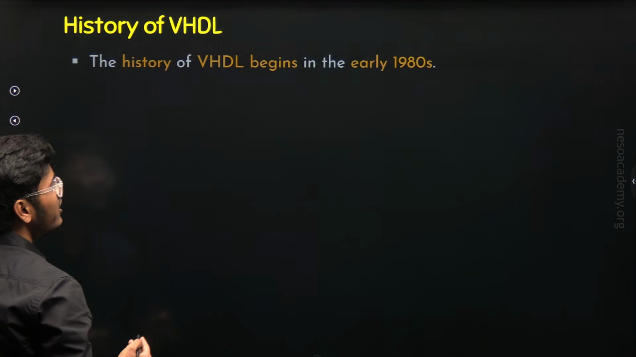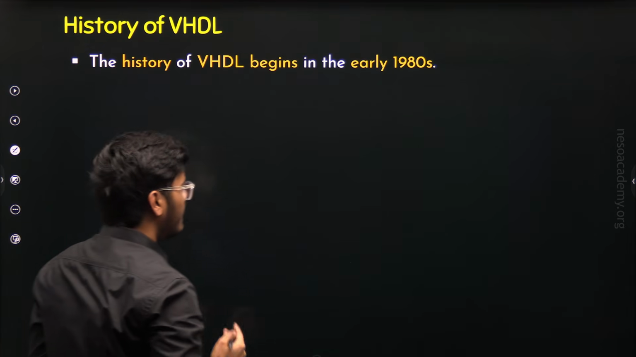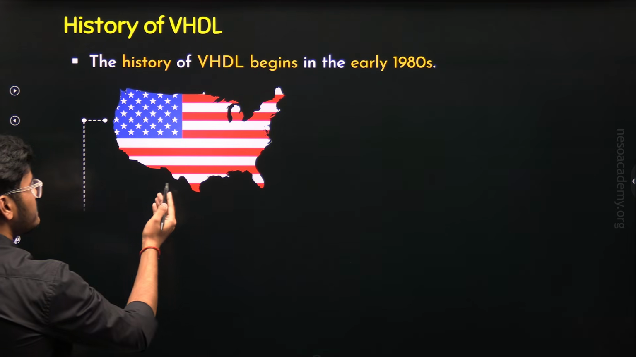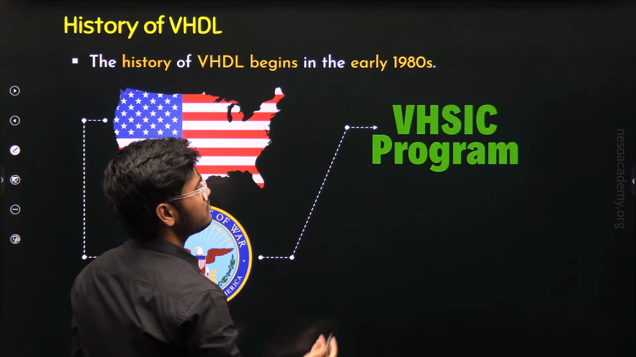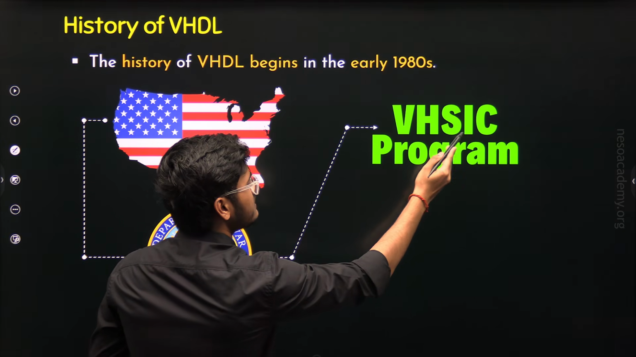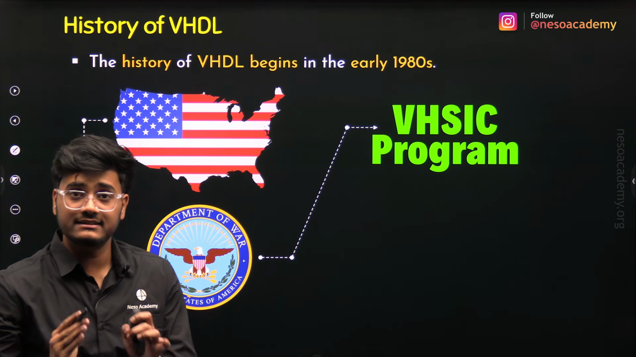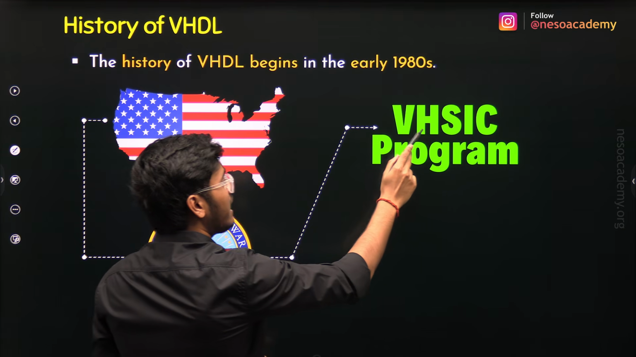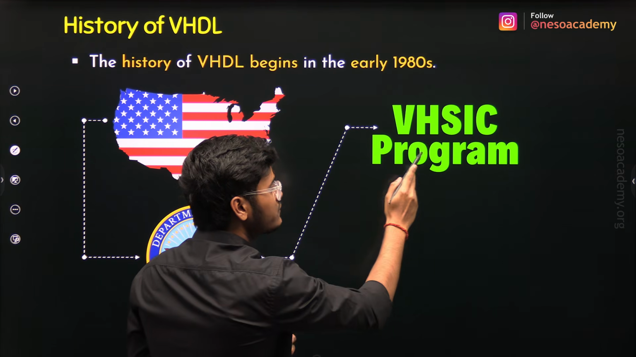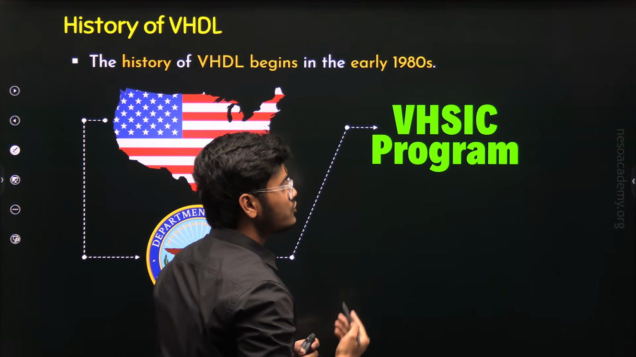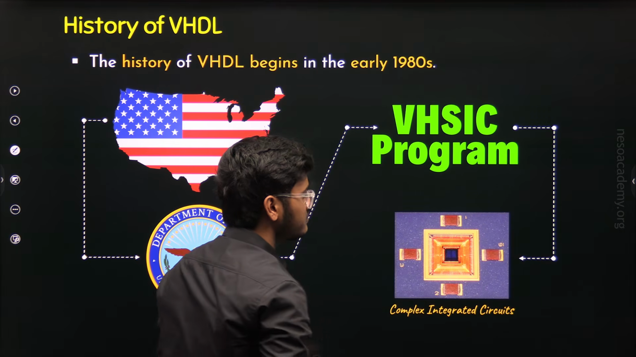Now, the history of VHDL begins in the early 1980s. At that time, the United States Department of Defense (DoD) started a new program known as the VHSIC program. Now we all know VHSIC stands for Very High Speed Integrated Circuit. The main goal of this VHSIC program was to design a high speed and complex integrated circuit.